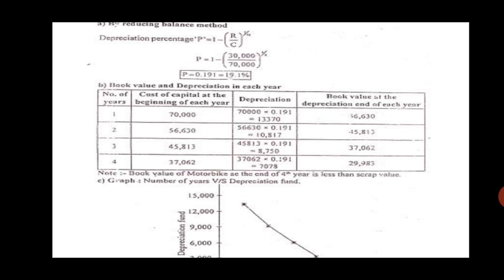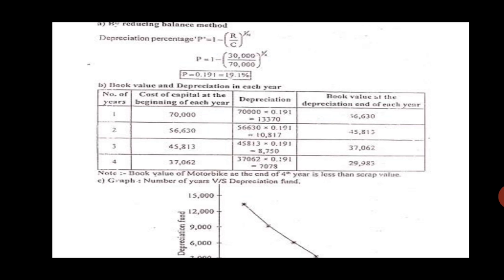45,813 is the cost of capital at the beginning of the third year, and again 45,813 we will multiply with 0.191. You will get 8,750 rupees. This is the depreciation amount for the third year, and the book value you will get as 37,062, and this 37,062 becomes the cost of capital for the fourth year.